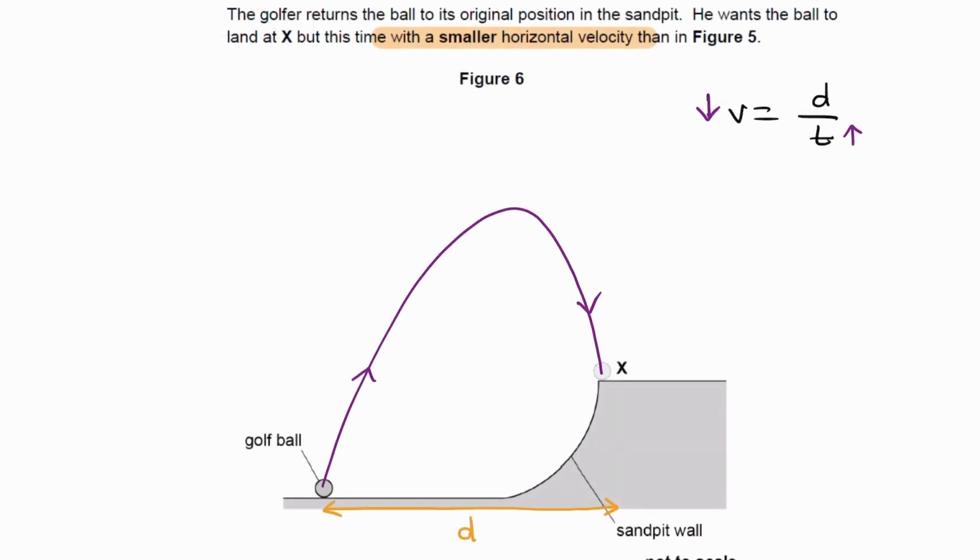And finally, for parts 5 and 6, we're discussing an alternative path for the golf ball to make it land with a smaller horizontal velocity.